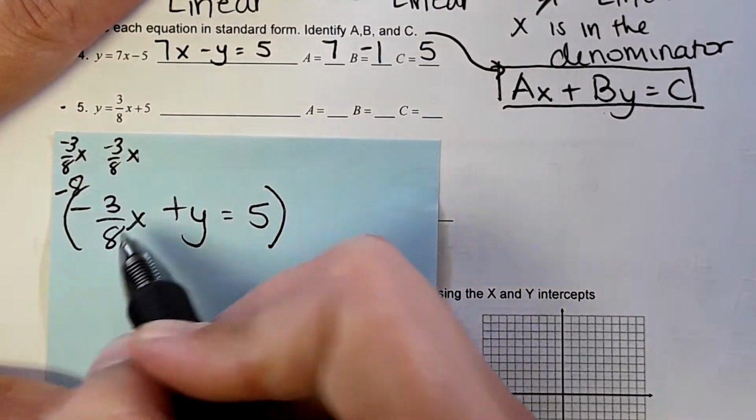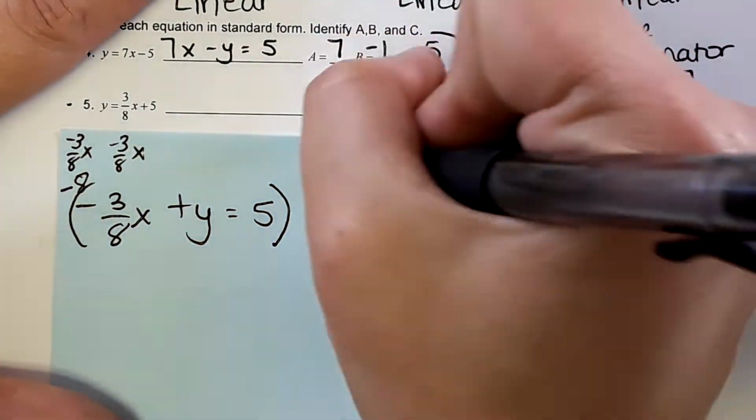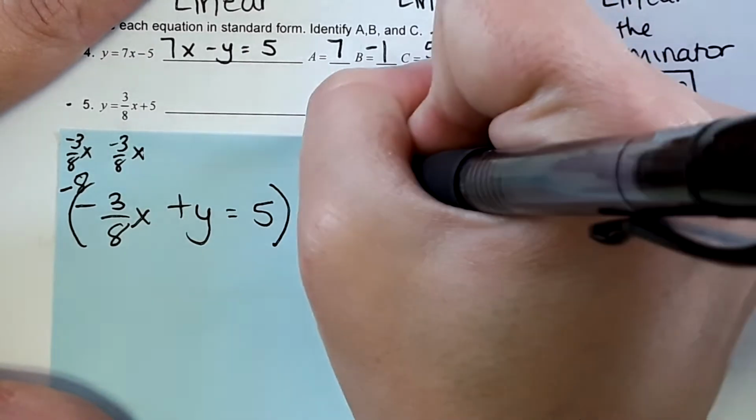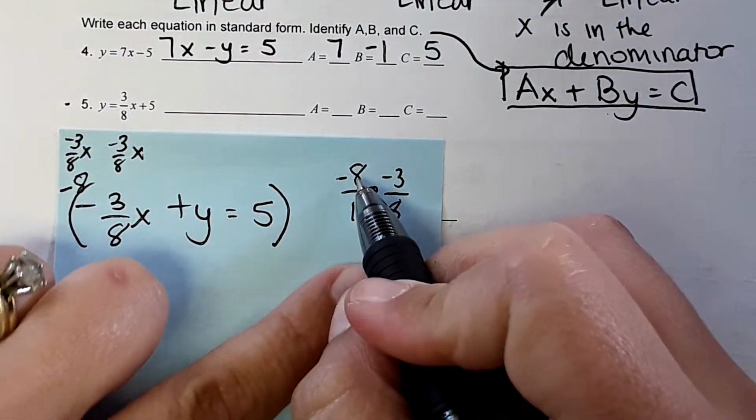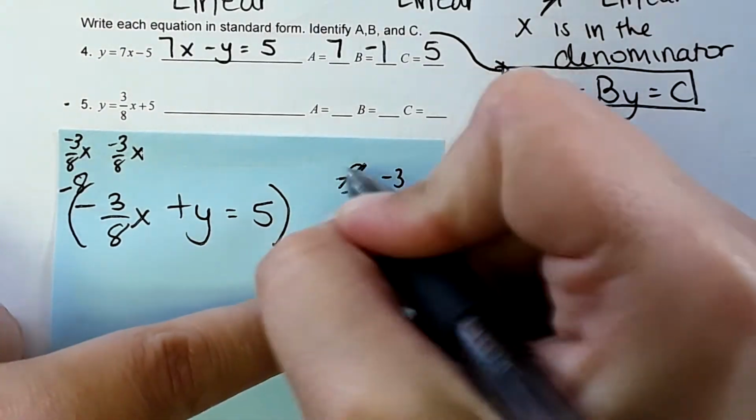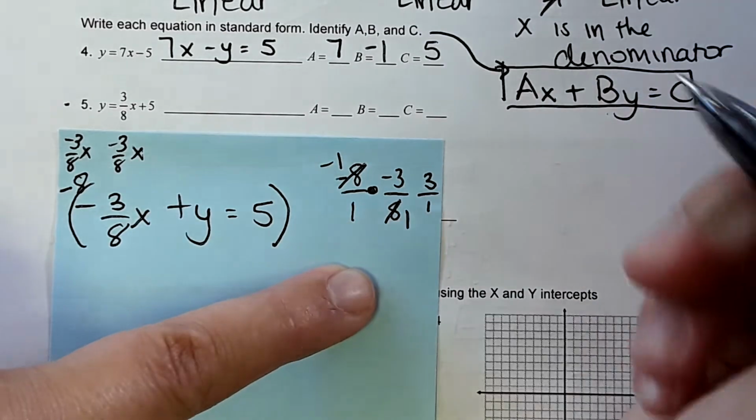Negative 8 times negative 3/8. You might be able to do that in your head. It's just going to be 3. But negative 8 over 1 times negative 3 over 8. Negative 8 and positive 8. To simplify this, divided by 8, I get negative 1 and 1. Negative 1 times 3 is positive 3. 3 over 1 is 3.